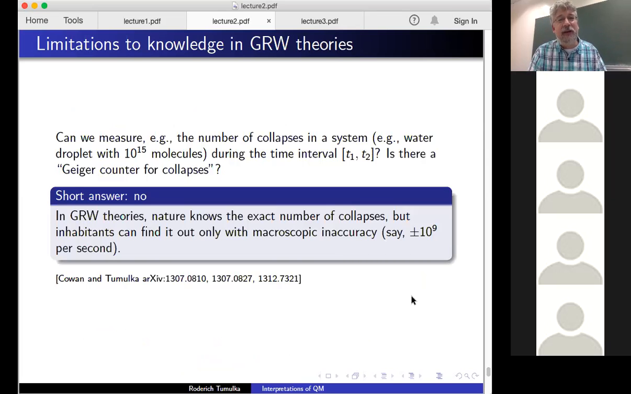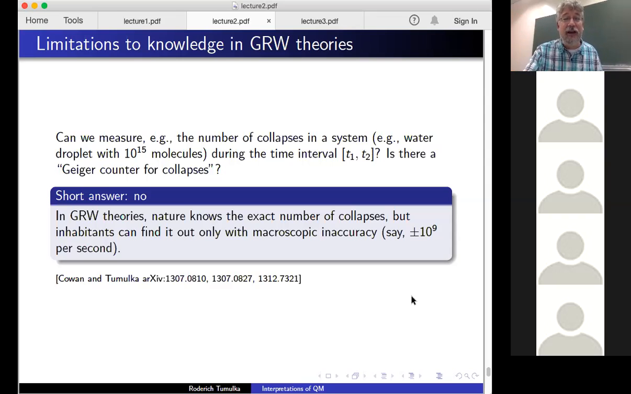And these limitations to knowledge become particularly visible in theories such as Bohmian mechanics and GRW. Here's a particular example from GRW theory. In GRW theory, well, there occur these collapses. So in nature, there's a fact about how many collapses occurred. These collapses occur stochastically. So the number is only on average predetermined, but not exactly predetermined.